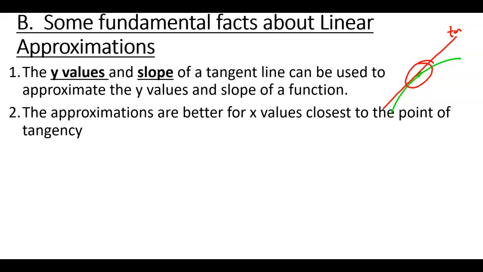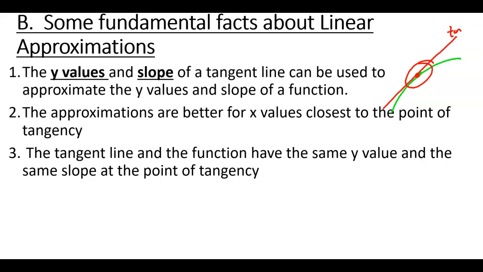The approximations are better for x values that are closer to the point of tangency. So the closer we are to the place where the red line actually touches the green line, the more accurate the red line will match the green line. And in fact, at that point where they touch, they actually have the same exact y value and the same exact slope. So the closer they are to that point, the more accurate they match. But if they're actually touching at that point, then they're actually exactly the same.